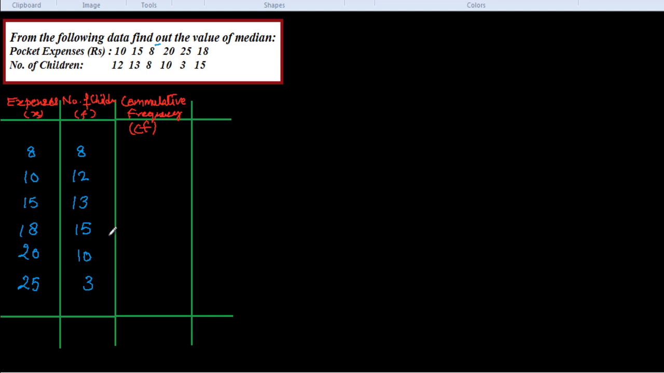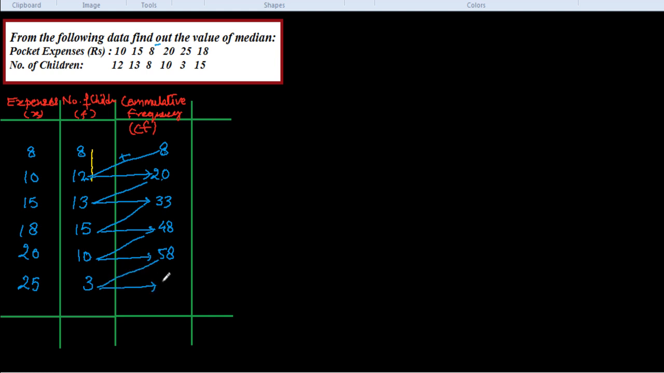Now what we have to do, we have to find the cumulative frequency. The cumulative frequency is 8, we have to put here 8. Then 8 plus 12, we make the summation of these two. It would be 20. 20 plus 13, it is now 33. Plus 15 we get here 48, plus 10, 58, plus 3, 61.